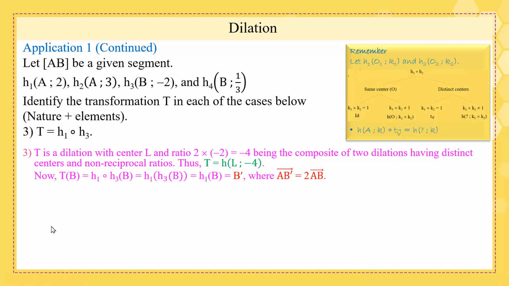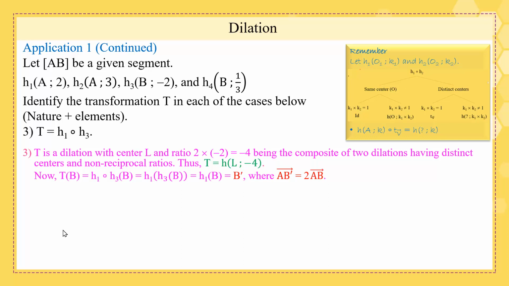Here, the image of B by this transformation T will be H1 round H3 of B, equal H1 of H3 of B, equal H1 of B, because H3 of B is B, because B is the center of H3, so it is an invariant point by H3. So H1 of B finally will be a new point B prime. So AB prime will be 2AB because B prime is the image of B by H1 and H1 is of center A and ratio 2. As we remember in the first video of this chapter, if H1 of B equal B prime, that means AB prime will be k AB. Here the ratio is 2, so AB prime equal 2AB.